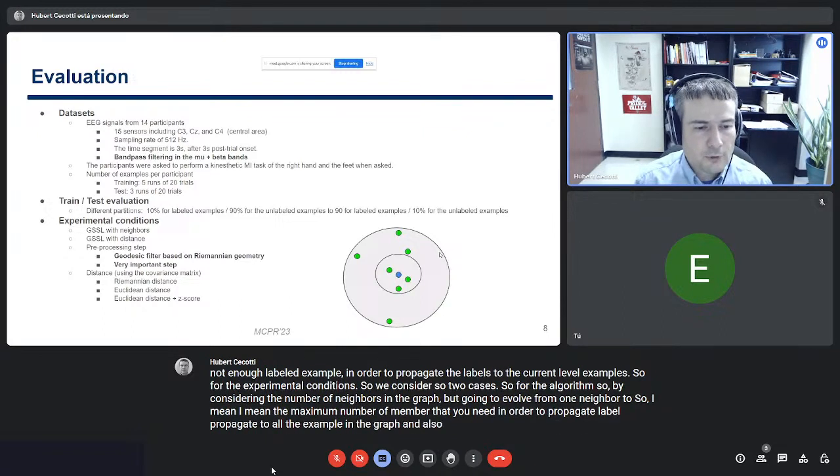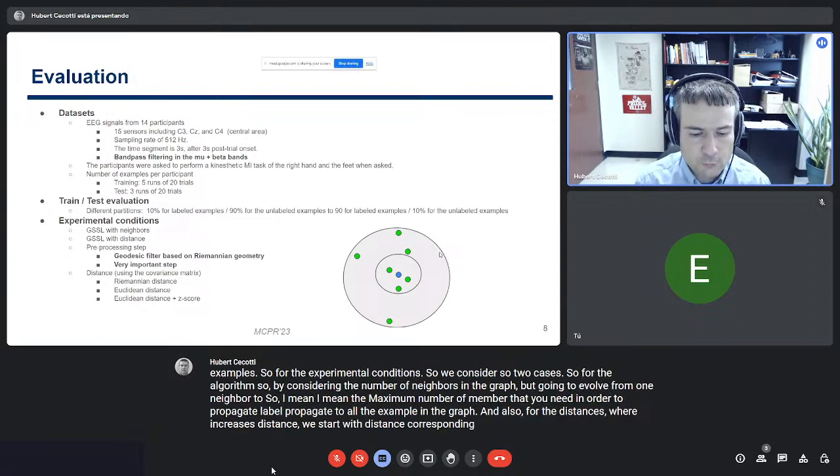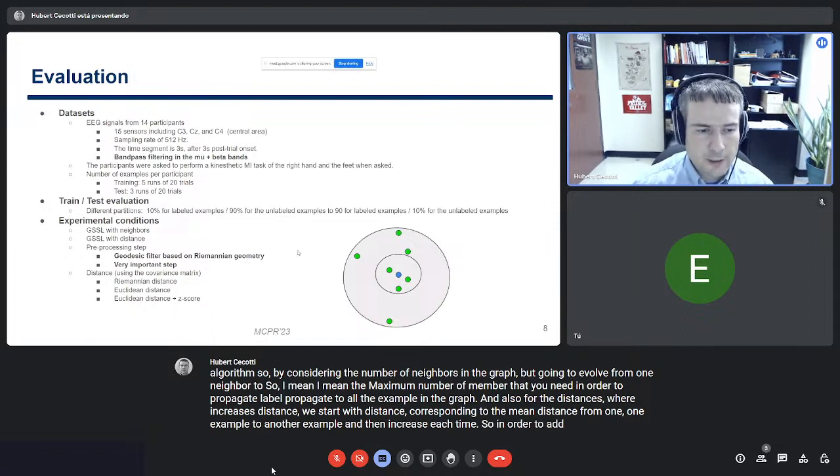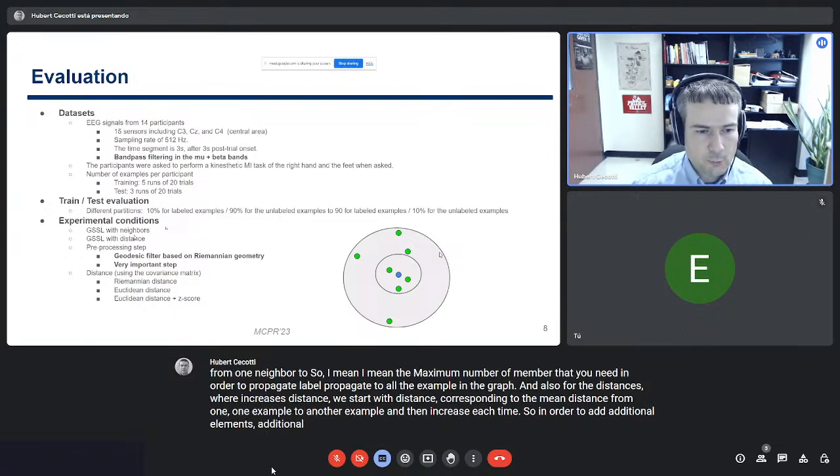And also for the distances, where you increase the distance: we start with a distance corresponding to the mean distance from one example to another, and then we increase it each time in order to add additional examples into the neighborhood in the graph.